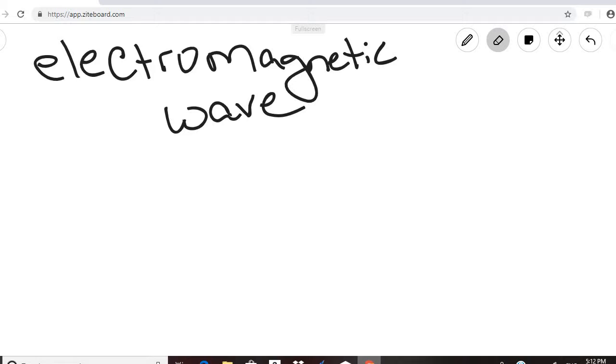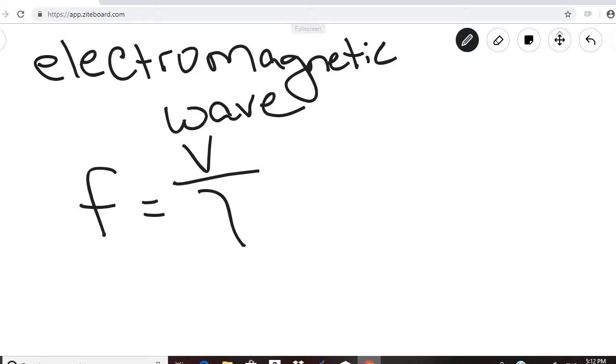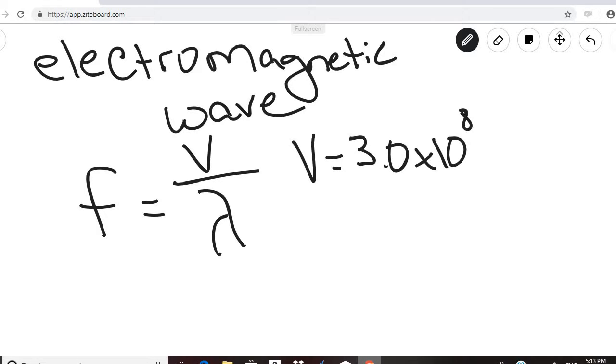Now, if that is true, then we can use the equation that we've been using for sound waves. We can use the same equation for light waves, so that we have the same relationship between frequency and wavelength. And in this case, the velocity is going to be equal to the speed of light, which is 3.0 times 10 to the 8 meters per second.